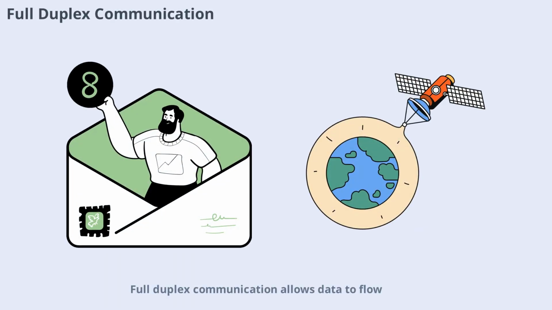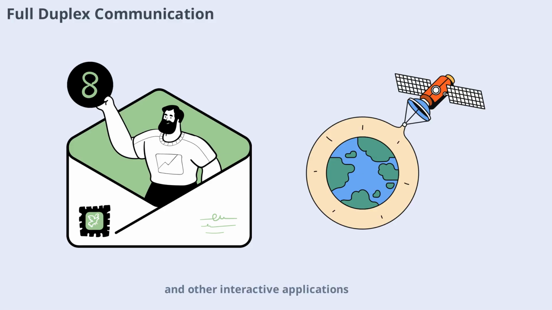Full duplex communication allows data to flow in both directions at the same time. This is how telephones work. Both people can speak and listen simultaneously. Full duplex systems are more complex, but provide a seamless communication experience, making them ideal for conversations, video calls, and other interactive applications.